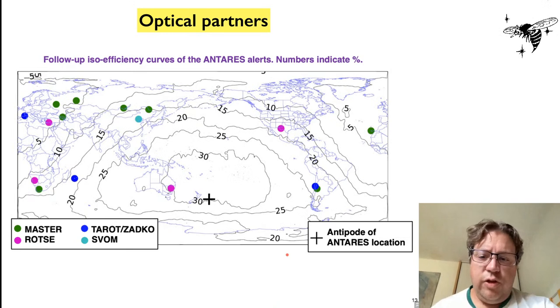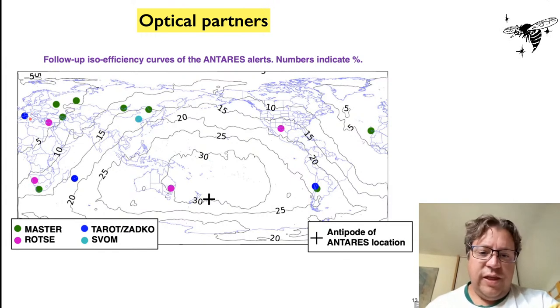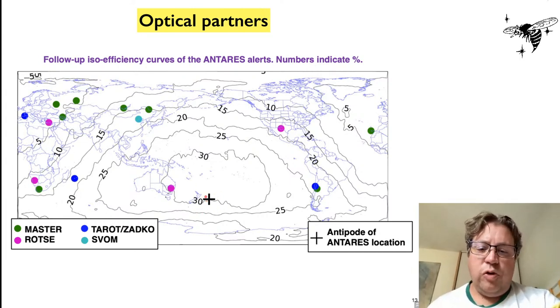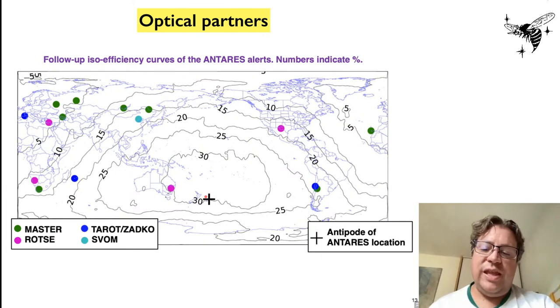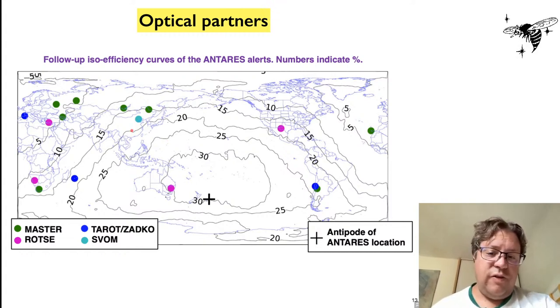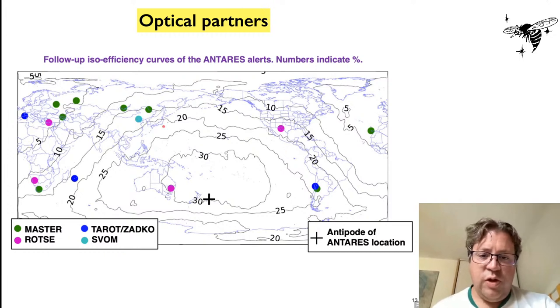Even if we are looking at the southern sky, if you look at this map, it shows the probability to follow an alert in real time. Of course, Antares is located there. If you look at the antipode, you have around 30% probability to follow an alert, because you have 50% day and night, and the last 20% is mainly due to bad weather. But even in the northern hemisphere, you see that telescopes have quite a large probability to follow the Antares alert, even if we are mainly looking at the south. The green points are the MASTER telescopes, the blue points are TAROT, and the pairs are ROTSE.